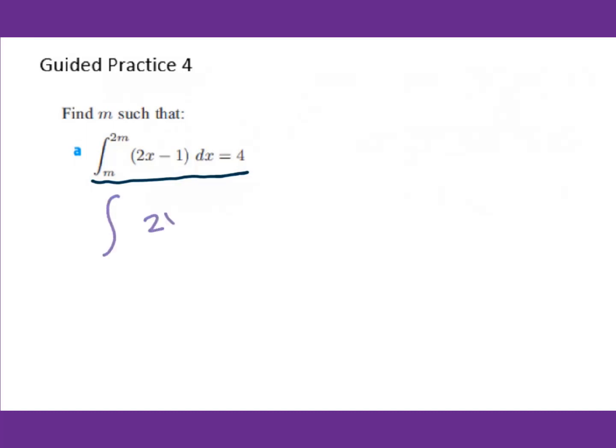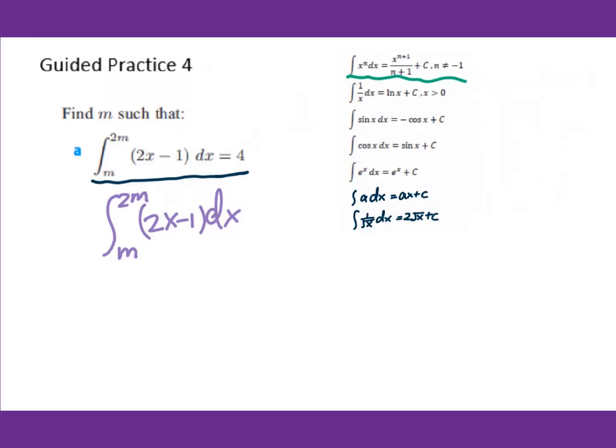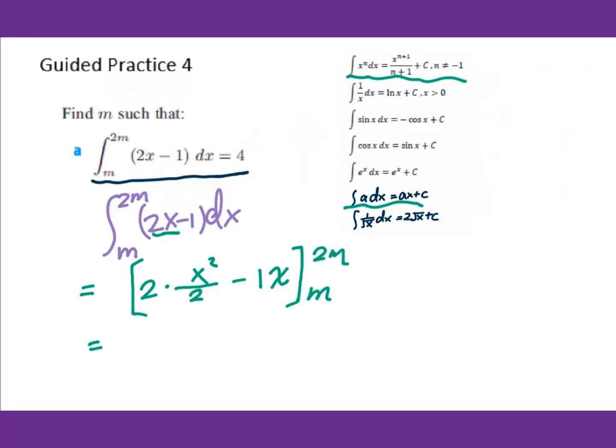The definite integral of 2x minus 1 from m to 2m. According to this formula and this formula, you will get, for 2x, that is 2 times x squared over 2, minus 1x, from m to 2m. Simplify first. You will get x squared minus x, then from m to 2m.